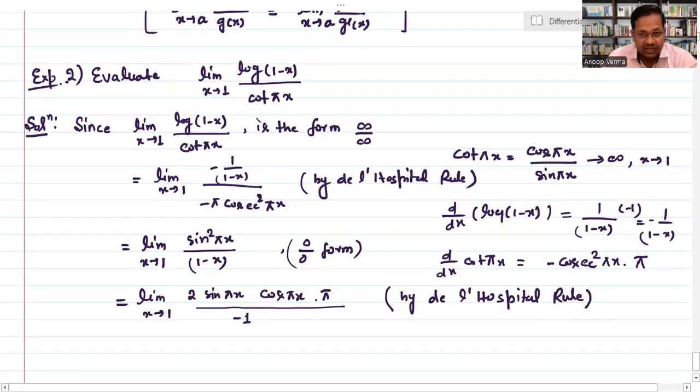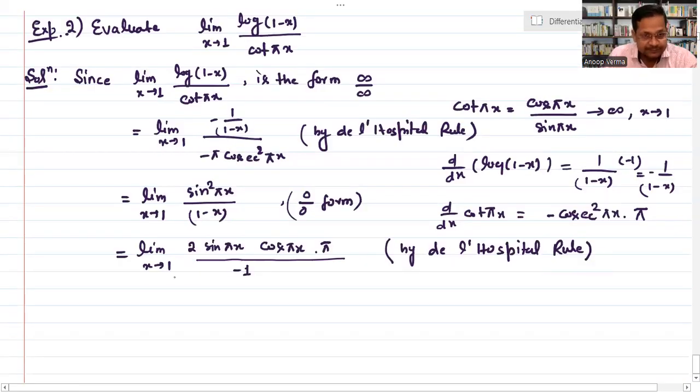ओके, तो दिस बाय द एल हॉस्पिटल। तो अगर हम यहाँ पर x बराबर 1 पुट करते हैं, तो यू विल गेट 0 है। Already I was with this pi, यहाँ पर pi था, so this pi is remaining here. Okay, you can just have 1 upon pi is here, so you just take it, cancel pi, and what remains will be negative of this limit as x tends to 1, we are taking the constant outside, minus 2, this will be sine of pi x, and this is cos of pi x.